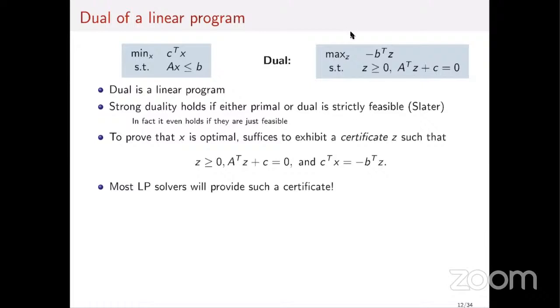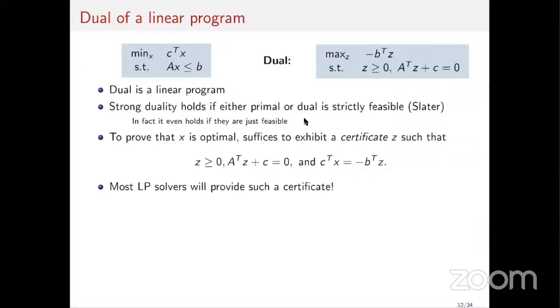Strong duality: if you apply Slater's condition, strong duality will hold if these linear inequalities AX less than B have a strictly feasible solution. This means if you can find an X such that AX is strictly less than B. In fact, it turns out that for the special case of linear programming, you really do not need strict feasibility. If you just have feasibility, that's enough, and you'll have strong duality. That's a special property of linear programming.